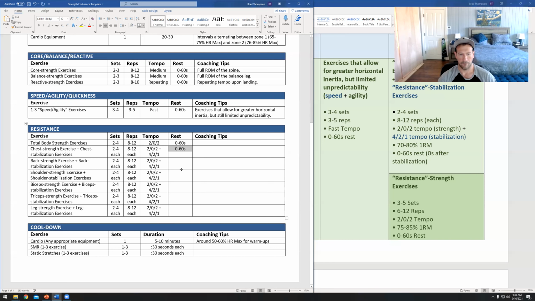For your coaching tip, you'll notice I'm actually going to delete the cardio section here because we're going to say perform as a circuit. And this can act as the cardiorespiratory warm-up.